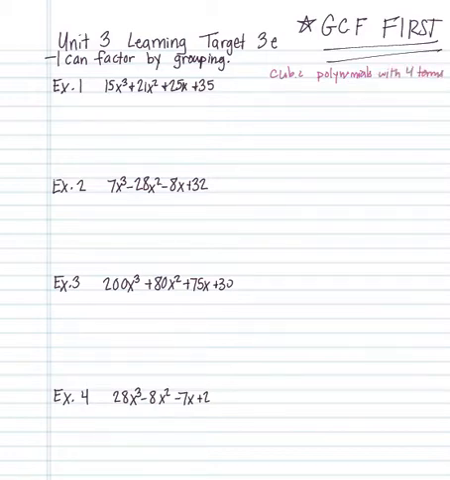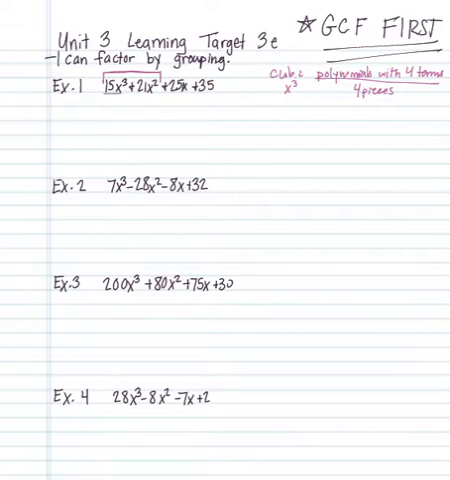So cubic means it's going to be x to the third. Polynomials with 4 terms means there's 4 pieces. So in example 1, example 2, and 3 and 4, there's 4 pieces, there's 4 terms, and they're all something with x to the third in it. Alright, when you factor by grouping, you look at your first 2 pieces, and you say, what can I take out of just those first 2 pieces?